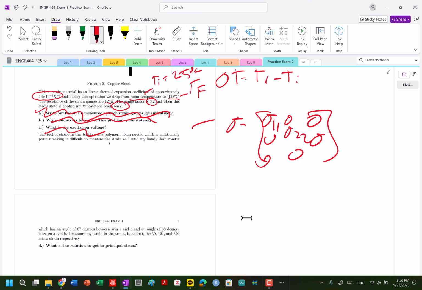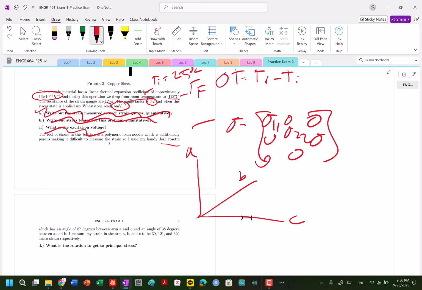So we have a rosette. It has an angle of 80. I'm just going to draw it very arbitrarily. So I'm going to call this A, B, C.